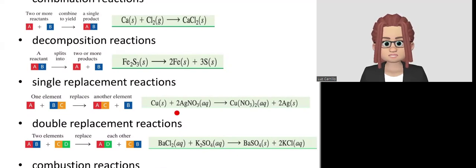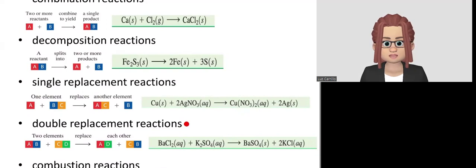In the example that we have here, we have copper reacting with silver nitrate, and we can observe in the product that silver was replaced or displaced, and then you form a brand new ionic compound, which is copper 2 nitrate.